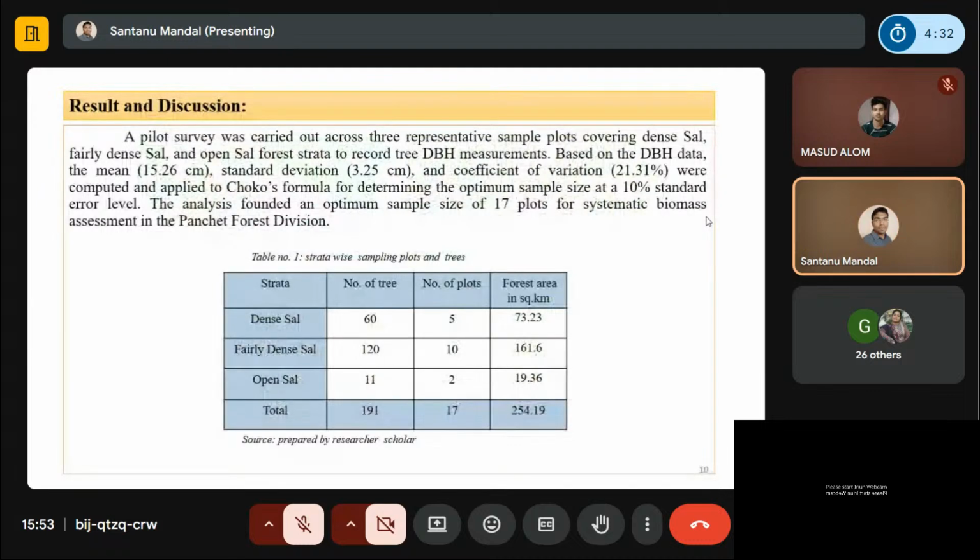A pilot survey was carried out across three representative sample plots covering fairly dense and open forest to record tree height measurements. Based on the recorded data, the mean, standard deviation and coefficient of variation were computed and applied to Cochran's formula for determining the optimum sample size at a 10% standard error level, and the analysis found the optimum sample size is 17 plots for systematic biomass assessment in Panchet Forest Division. And this table shows the details of the data.